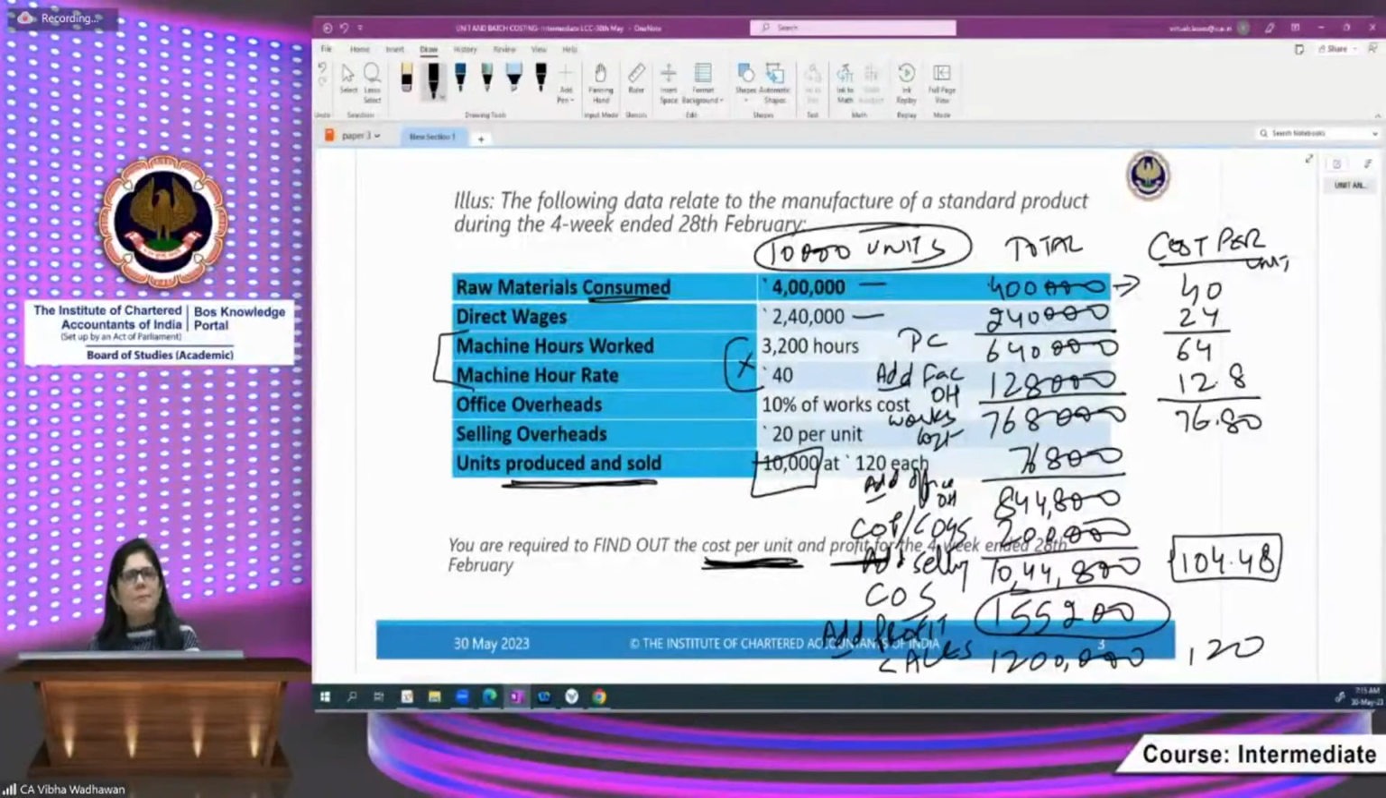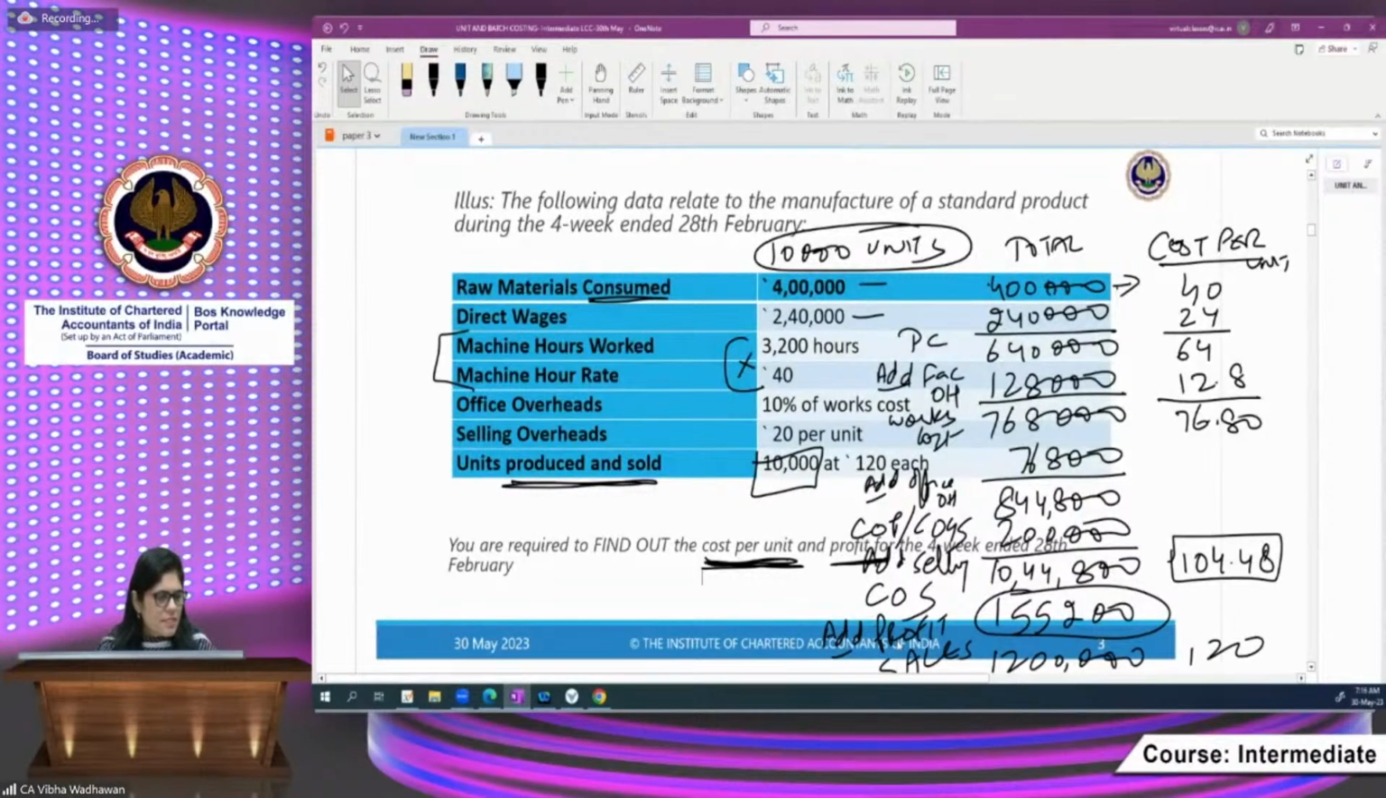It's not a separate concept. It's the application of whatever you have done: different elements of cost, material, labor, overheads, how we actually absorb the overheads, then how we calculate the total cost. Through that, we calculate cost per unit, and yes, the profit. All right. So it's a basic fundamental question, a warm-up question, so that you just go through and revise and brush up your knowledge of the basics.